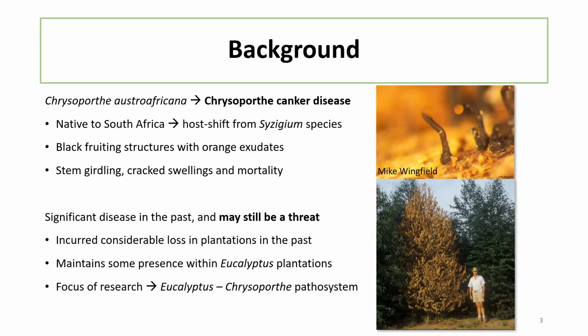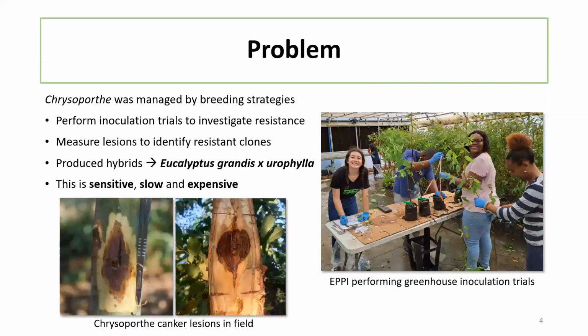It was a big disease a few decades ago. And even though it was managed with breeding trials, there is some evidence that it's popping up again in the field. And it is a big focus of research in plant pathology. In fact, it's a well-described pathosystem, the Eucalyptus Chrysoporthe pathosystem. There's a lot of research going on in this system because of how relevant it was in the past.